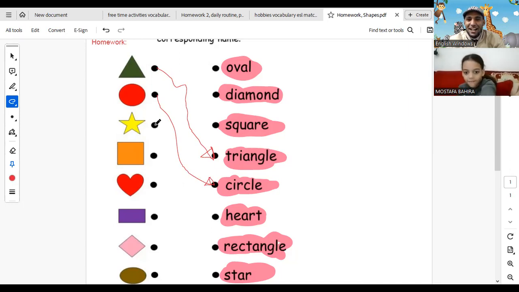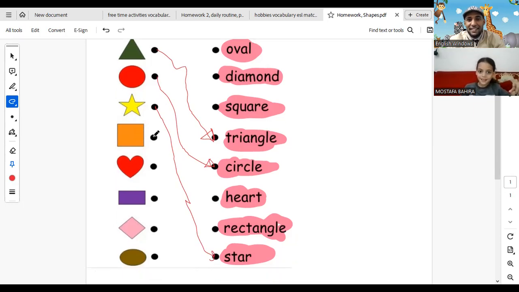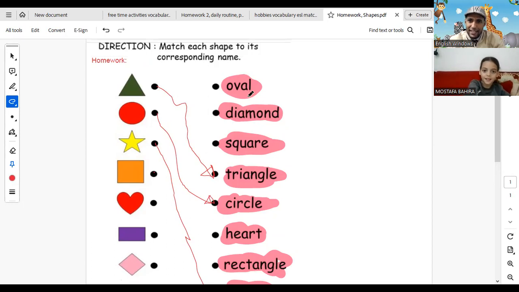The star. Where are you, star? Oh, it's down here. Good. What about this one? This one, it's very simple. Is it oval, diamond, or square? Square. Come on, this is a square. How many sides has the square got? Four. And how many corners? Three. Oh, three corners. How many corners has it got? This is a corner. Four corners and four sides.